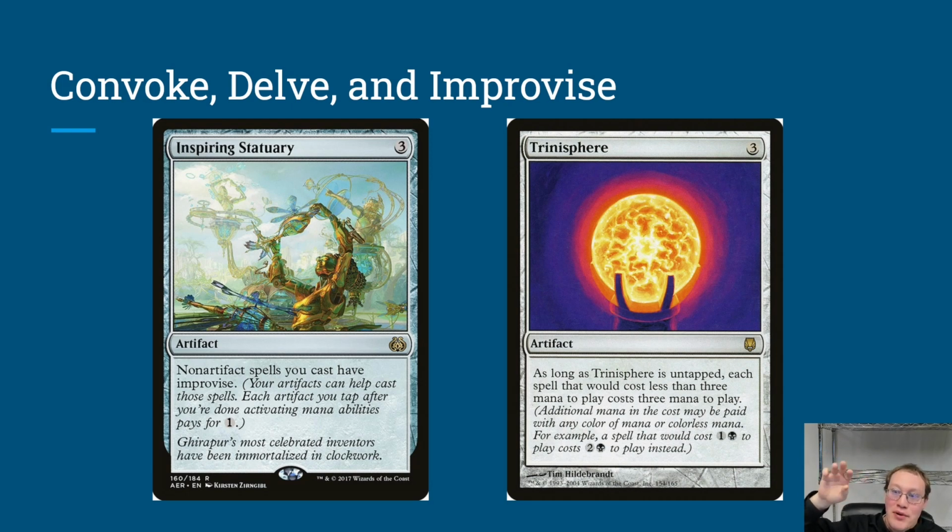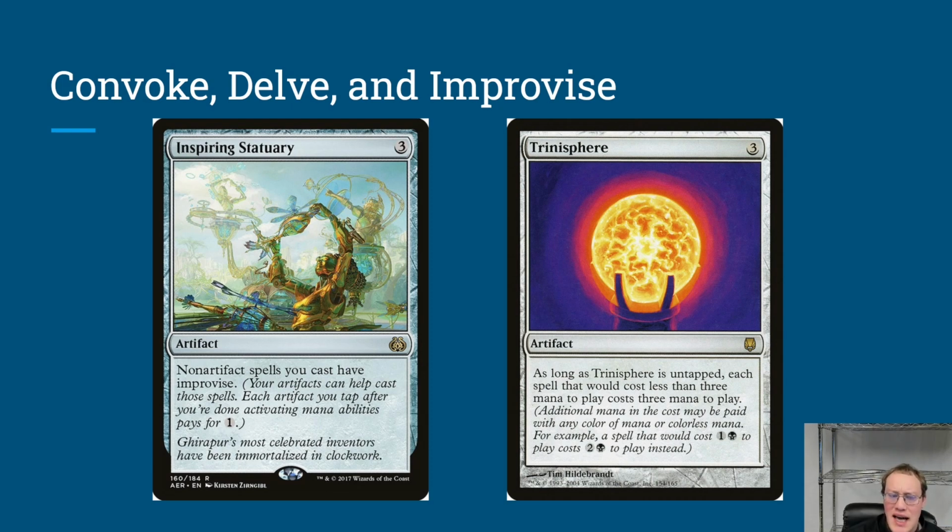And so remember that Improvise is like Delve and Convoke, it acts on how we can pay the cost. And so what that means is that this is the time when we have an actual opportunity to tap Inspiring Statuary and Trinisphere in order to help us pay this cost. And it works just like Delve. Instead of exiling cards from your graveyard, you're tapping artifacts. But in any case, you can see that we've got a problem, which is that Trinisphere has already applied, and so that means it's too late to tap it to shut it off because we already had Trinisphere say that we're too cheap and we need to go up to 3 mana.